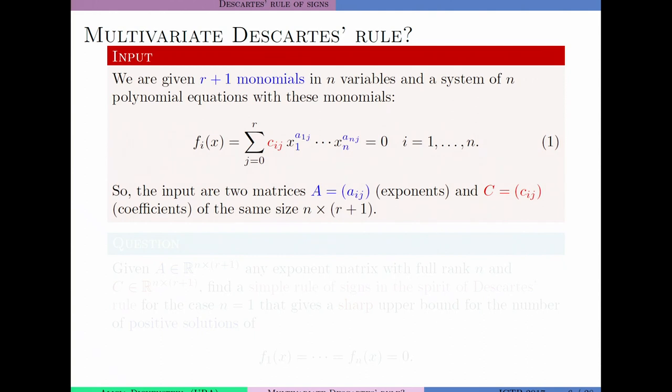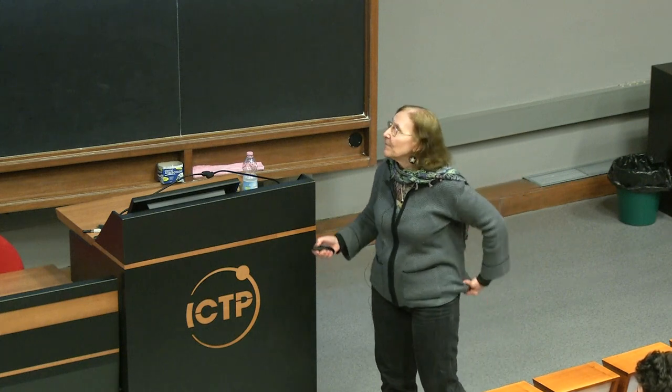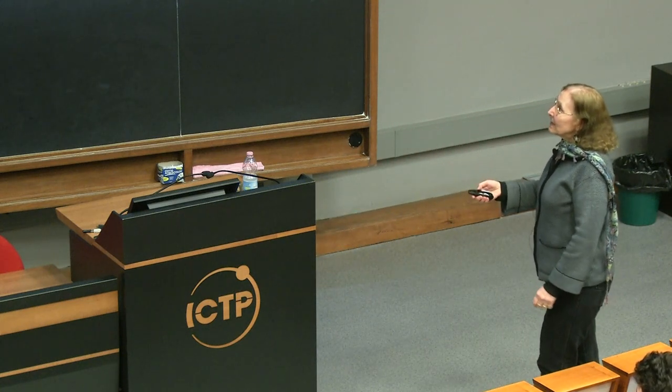And so the input of this system, there are two matrices. One is the matrix of exponents, which I am going to call A. The jth exponent vector is going to be the jth column of my matrix. So I can assemble the exponents as column vectors of this matrix, and the coefficients in this matrix. So I have two matrices of the same size. Both have n rows and r plus 1 columns. Here A is in principle positive integers, but if you are going to look for solutions in the positive orthant, we can put real exponents.